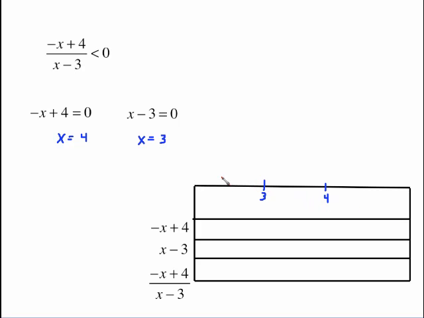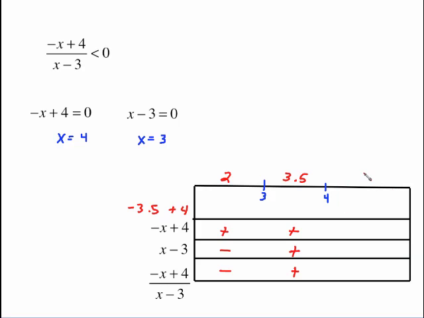Pick a number to the left of 3. I'll choose 2. Negative 2 plus 4 is a positive 2. 2 minus 3 is a negative 1. A positive divided by a negative is a negative. A number between 3 and 4, I'll choose 3.5. If I put 3.5 in here, I'm looking at negative 3.5 plus 4. That will be a positive value. Put 3.5 in here, 3.5 minus 3 will be a positive value. A positive divided by a positive is a positive.